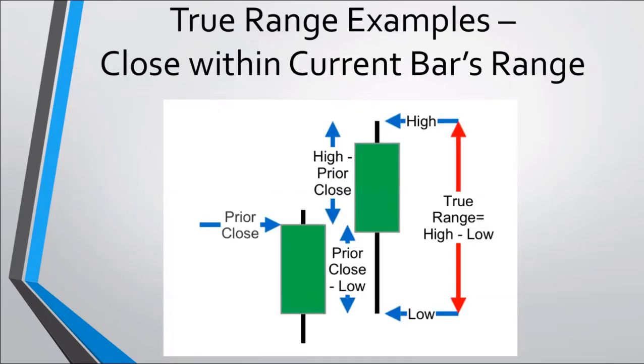Easier to see graphically. So here we have the prior bar's close on a candlestick, the next bar's open, and the following bar's high and low, and the true range would just equal the high minus low. Pretty much the true range is always going to equal the high minus the low unless there's a gap involved. If there's a gap involved, then it will be different.